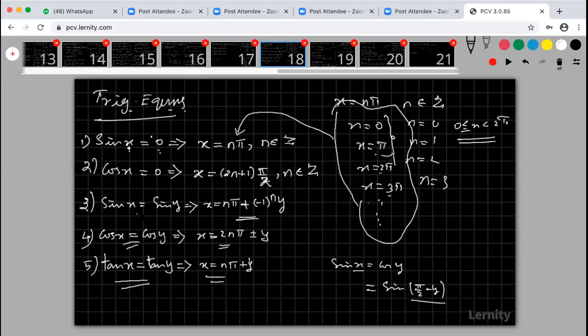Your sin x equal to sin y. If you convert the equation into this format, sin x equal to sin y, then this is a solution. This is proved in theorem number 1. If it is not at all possible to convert the problem into any of these forms, then you don't have a solution.